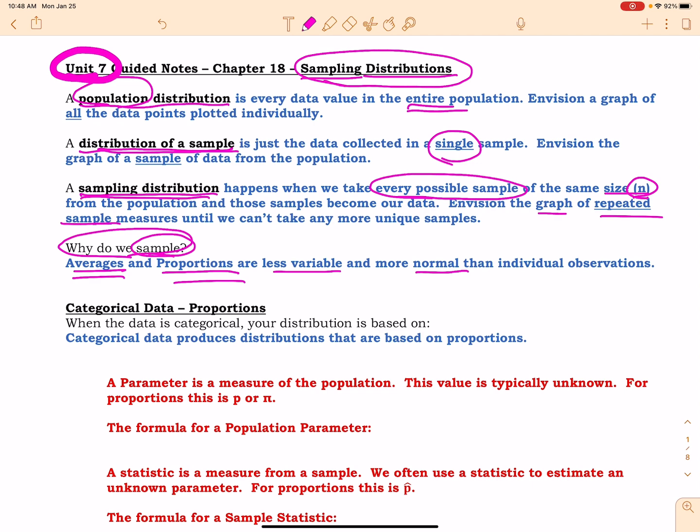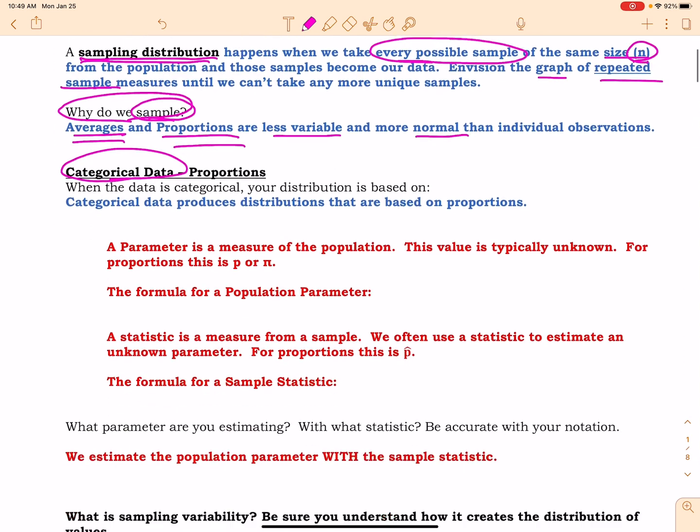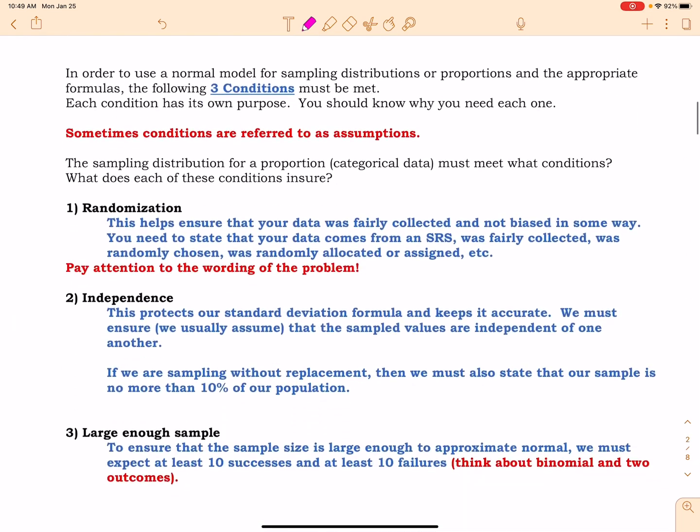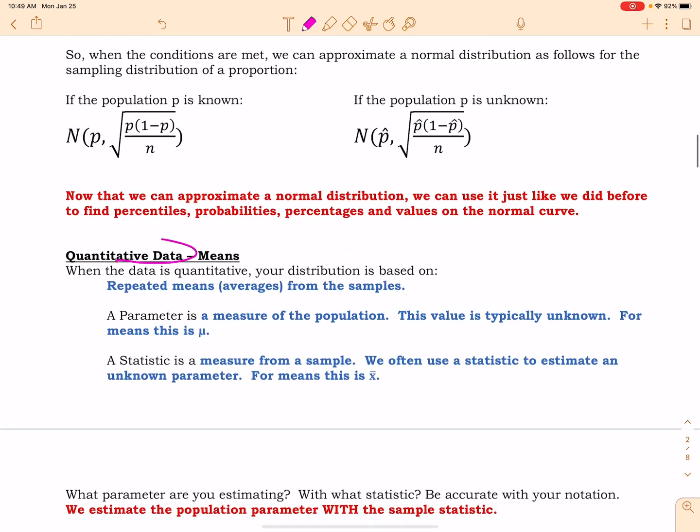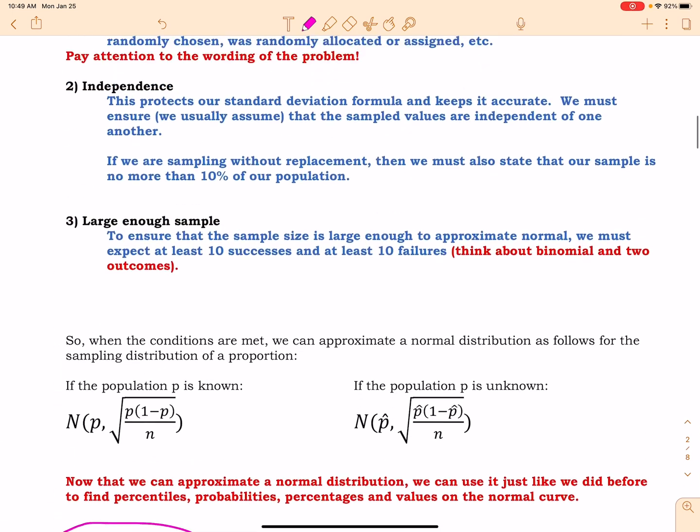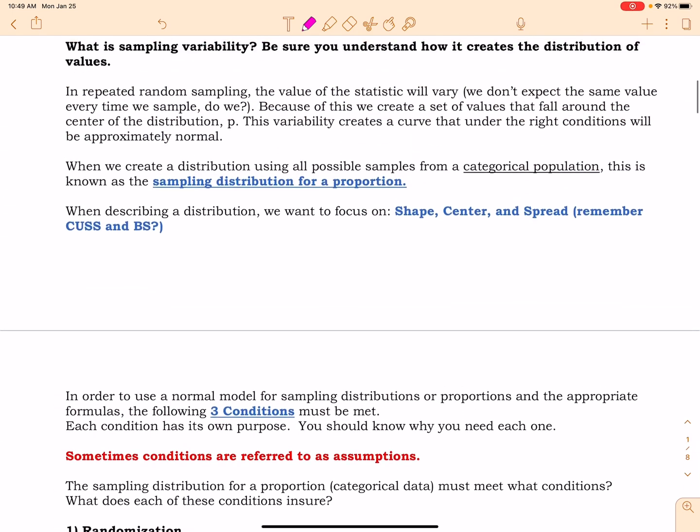Now you do need to understand moving forward, when we talk about sampling distributions, we are going to look at categorical data, which means just counts. So we're counting out of a population how many fit into a certain category. But we're also going to visit quantitative data. Those will be explored more thoroughly in other videos, but I do need you to understand that we're going to kind of branch off within sampling distributions.